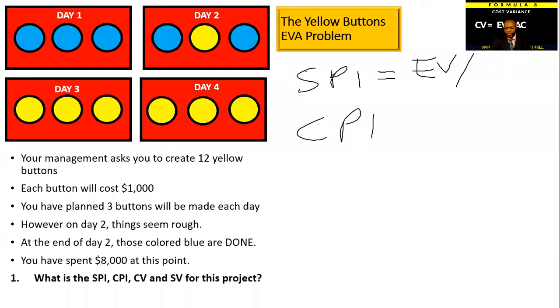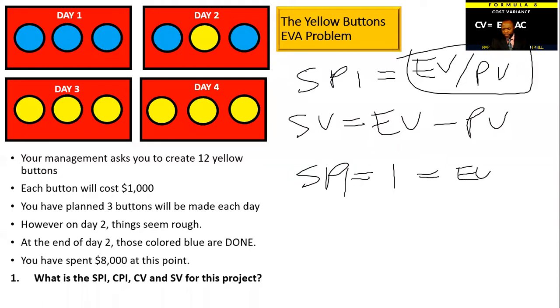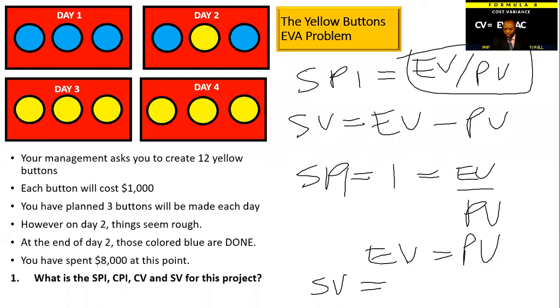SPI is EV divided by PV, and SV, I beg your pardon, I meant to write SV, is EV minus PV. SV equals EV minus PV. So if EV and PV are equal, that means SPI is equal to 1, right? That means EV equals PV. And if that's the case, that means SV is going to be equal to 0. Just think it through and it will all make sense.